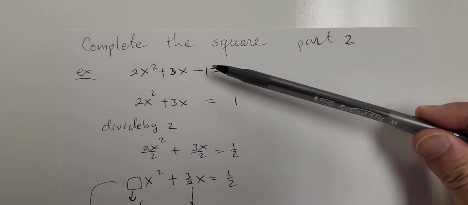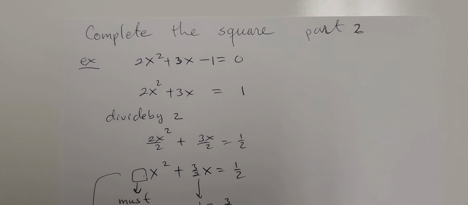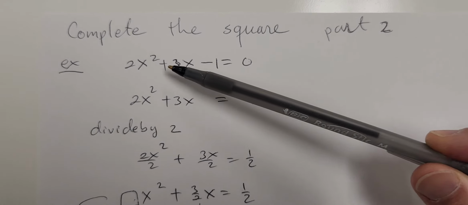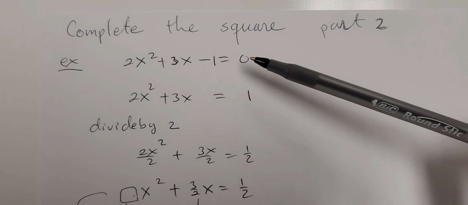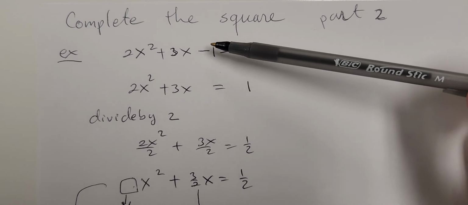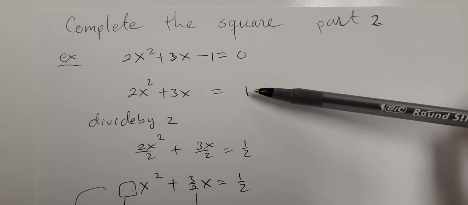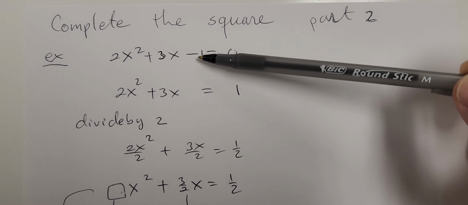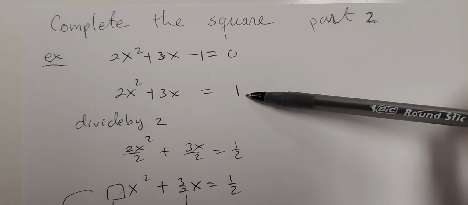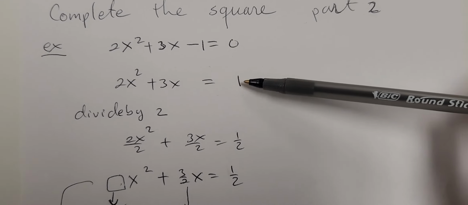This lesson is Complete the Square, Part 2. Here I have an example, 2x squared plus 3x minus 1 equals 0. First step, move this 1 over. Since this is a negative 1, I move it over to the right side, and it becomes positive 1.